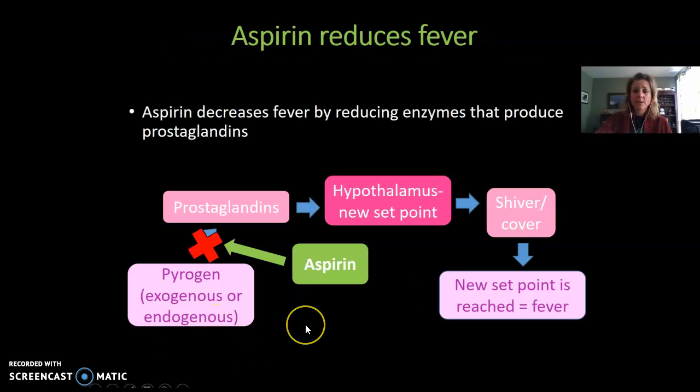So a lot of times people will pop a couple aspirin in order to lower the fever. And the reason why aspirin works is because it reduces the enzymes that are required to produce prostaglandins. And if you reduce the amount of prostaglandins in the blood, you're reducing the stimulus that is sensed by the hypothalamus to reset that set point to a higher level, and therefore your fever is reduced and your body temperature goes back to normal.